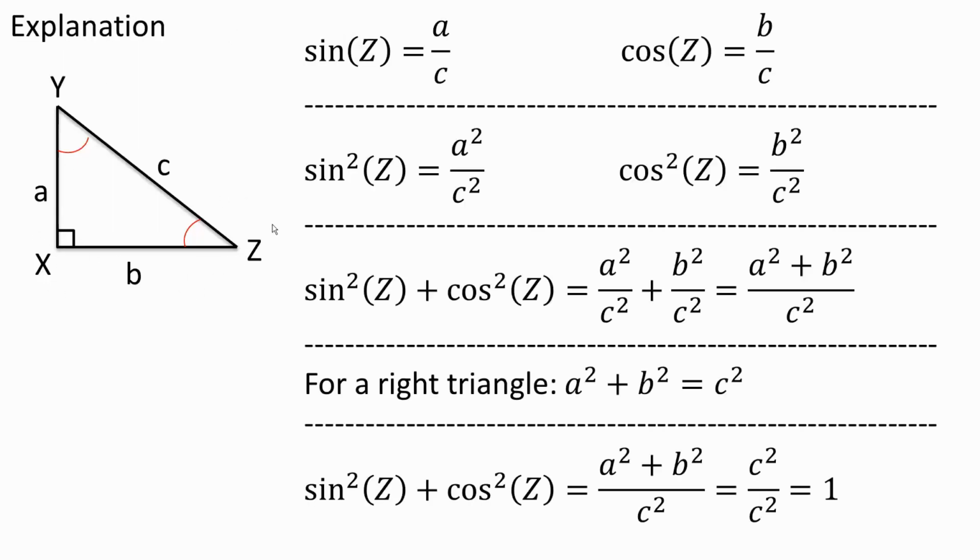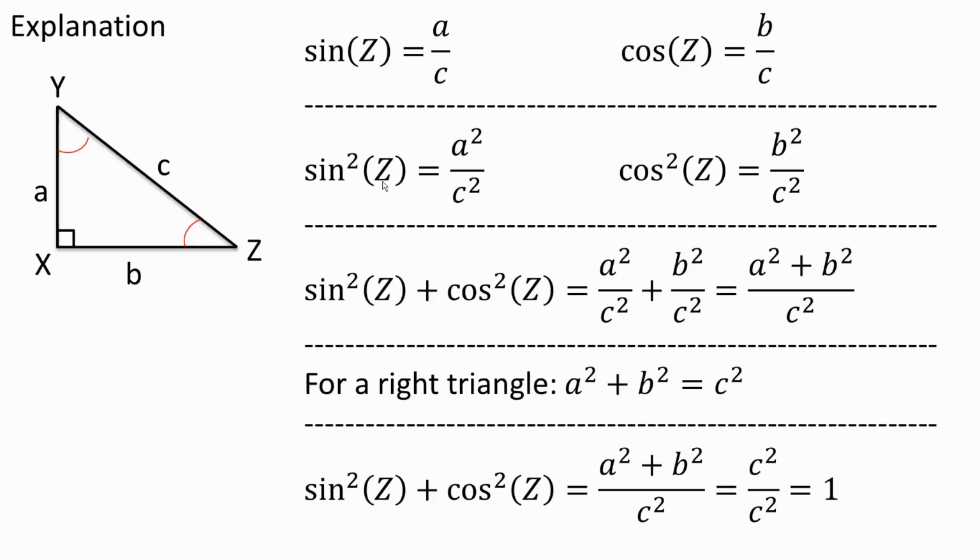Now, I will focus on this angle here. I will focus on angle z. So, sine z is equal to opposite over hypotenuse. Opposite being A, hypotenuse being C. So, sine z is equal to A divided by C. And cosine z is equal to adjacent over hypotenuse. So, B divided by C. Now, if I square this and I square this, I also need to square this piece and this piece.